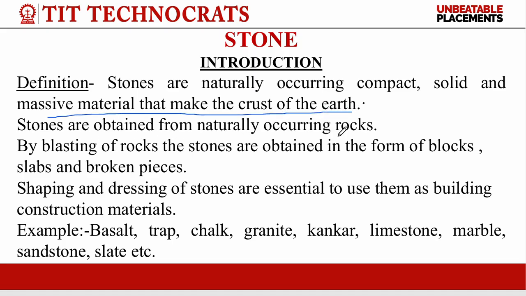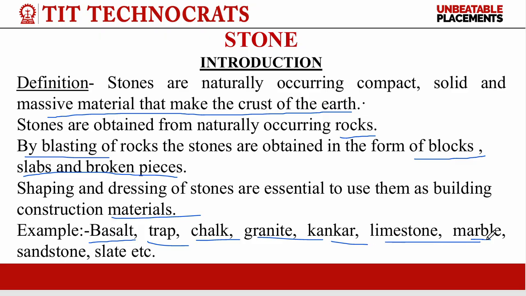Stones are obtained from naturally occurring rocks by different activities like blasting of rocks. The stones are obtained in the form of different blocks, slabs, and broken pieces. Shaping and dressing of stones are essential to use them as building construction material. Some examples of stones are basalt, trap, chalk, granite, conker, limestone, marble, sandstone, and slate, etc.